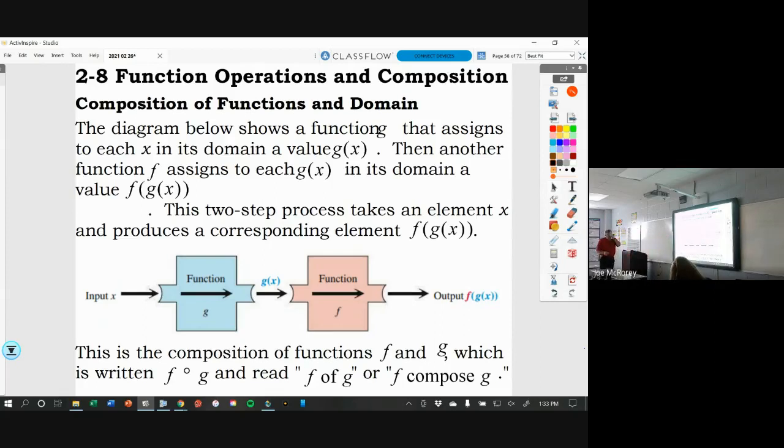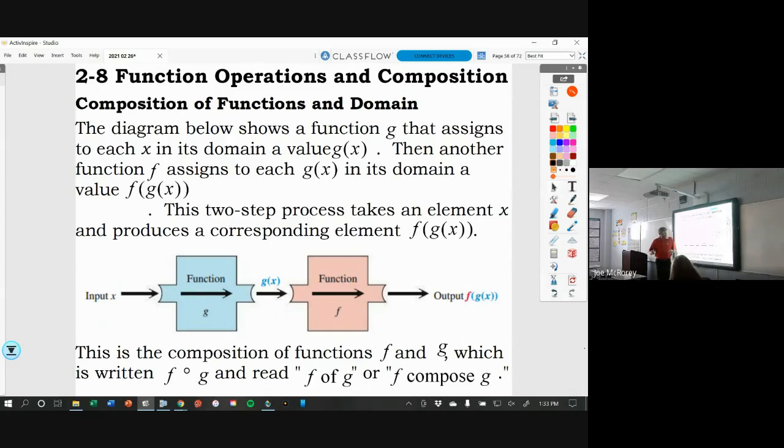The diagram below shows a function g that assigns to each x in its domain a value g of x. Then another function f assigns to each g of x in its domain a value f of g of x. This is a two-step process. It takes an element x and produces a corresponding element f of g of x.